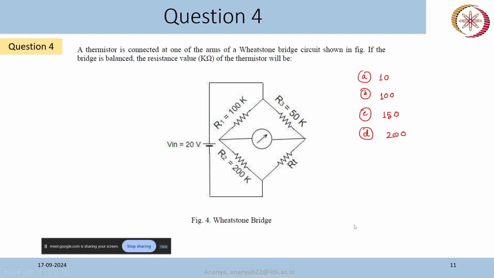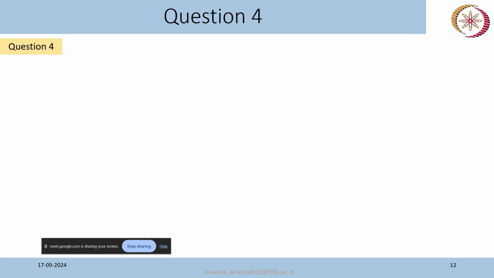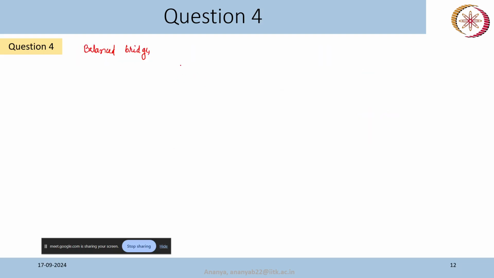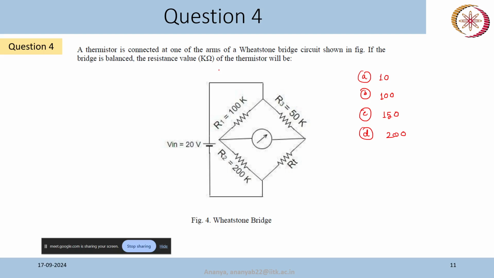It's good that I am getting some answers for this session at least. So given in the question that it is a balanced bridge, in this case, for a balanced bridge, the condition is that R1 by R2 is equal to R3 by R4. So for this case, R4 is equal to RT. So one thermistor is connected here.